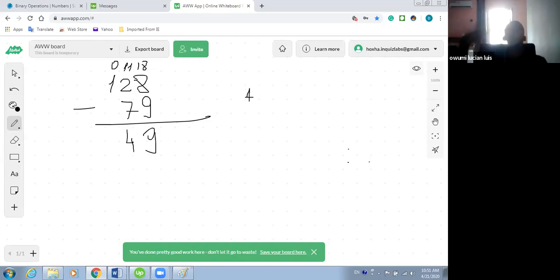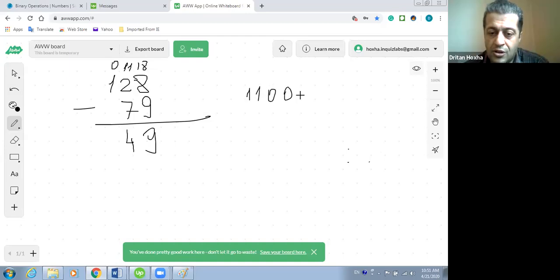So we are going to do the same thing even in the binary numbers as well. Let's take two numbers, 1, 1, 0, 0, 1. We are going to subtract them with 1, 1, 0, 0, let's say.